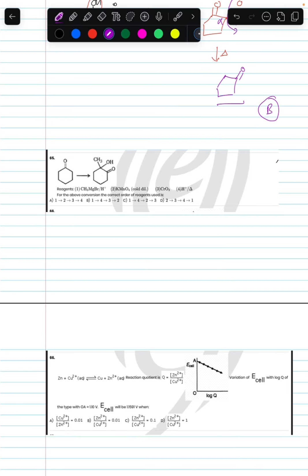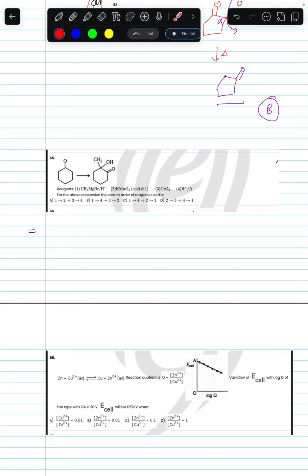Next is question number 65. Which of the above conversions has the correct order of reagents used? If I check option number one, first is Grignard reagent. The Grignard reagent attacks this carbon center with O minus and CH3. The second step is KMnO4. After the Grignard attack, it converts into a 3 degree alcohol. Further, a 3 degree alcohol is not oxidized by KMnO4.